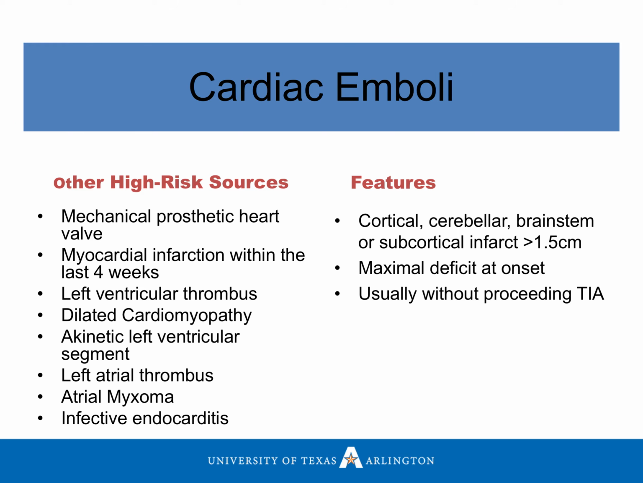What are the features of a cardiac emboli stroke? Well, it depends on where the clot gets lodged. You could have cortical features or cerebellar features or brainstem, or even subcortical. And usually the clot is greater than 1.5 centimeters. Because this is a large clot, and once the clot is lodged, it takes away blood flow to a large portion of the brain, the maximal deficit is immediate. It is as soon as the clot occurs.